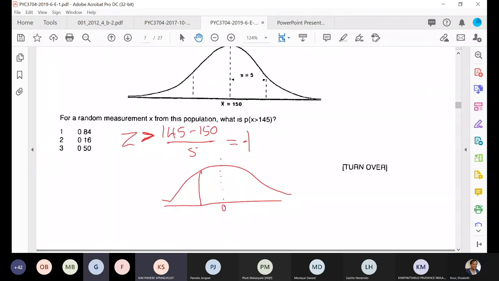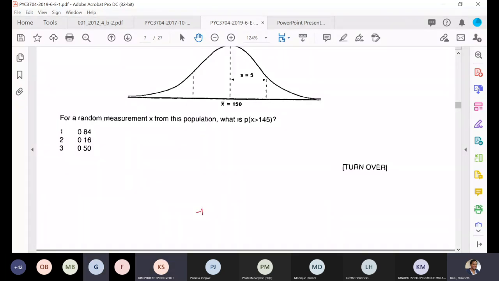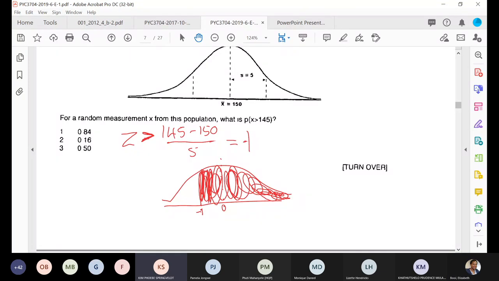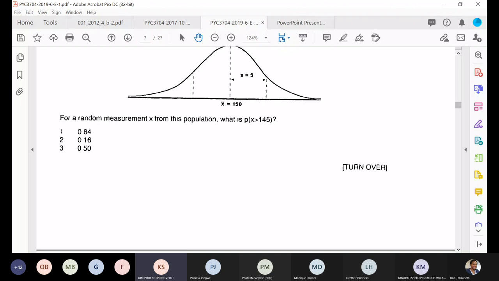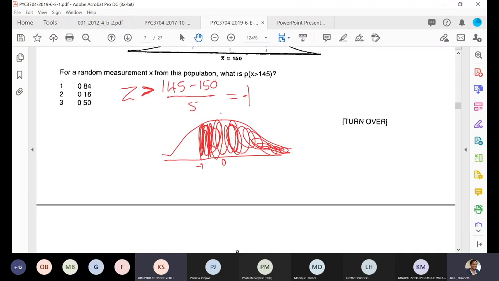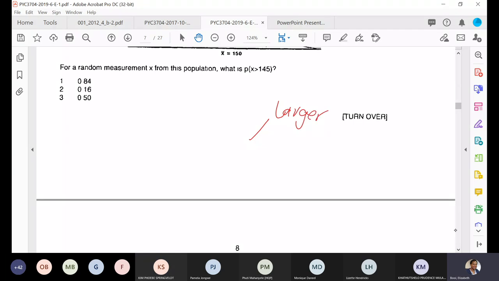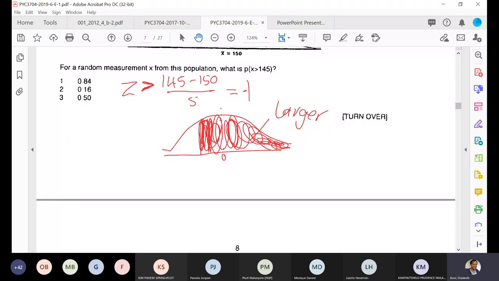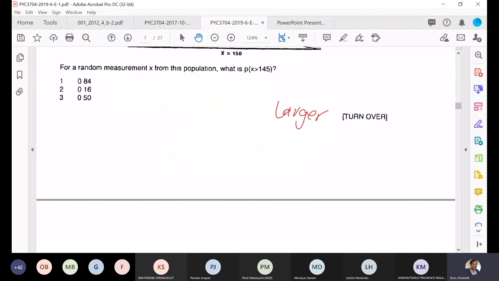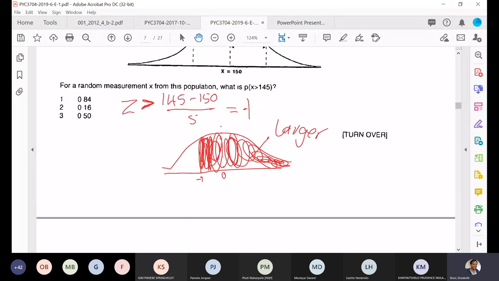Okay, then you understand it much better if I do it this way. So this is minus 1. When I see the minus 1 on the graph, on the left of the mean, it makes sense. So then you know that you're looking for the larger side. I must use this method so that you understand. In future, I know now. I don't want to confuse you. So we know that we need to go to the larger side.